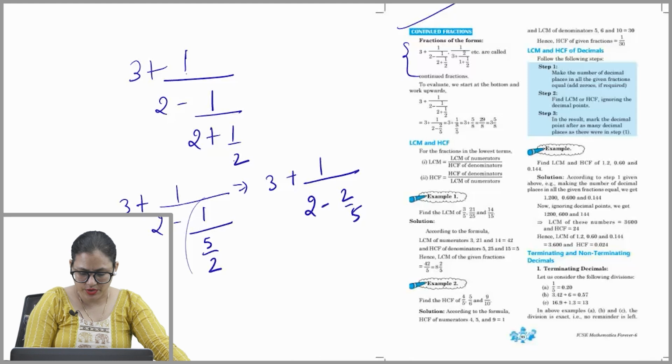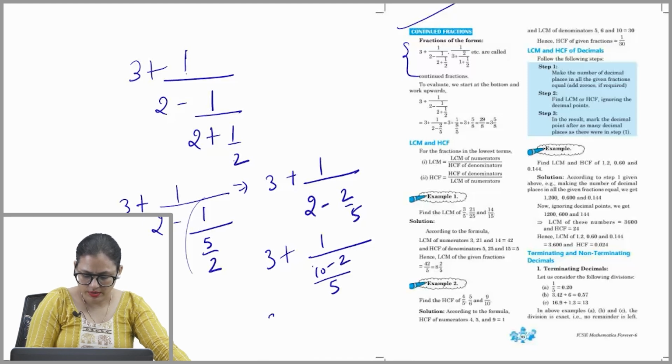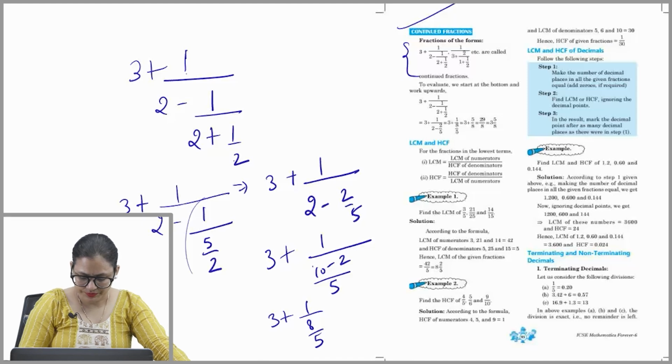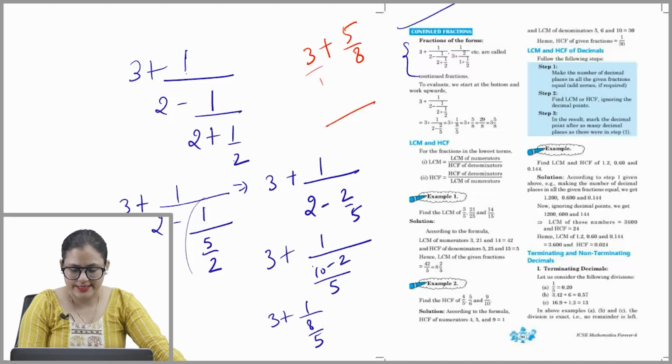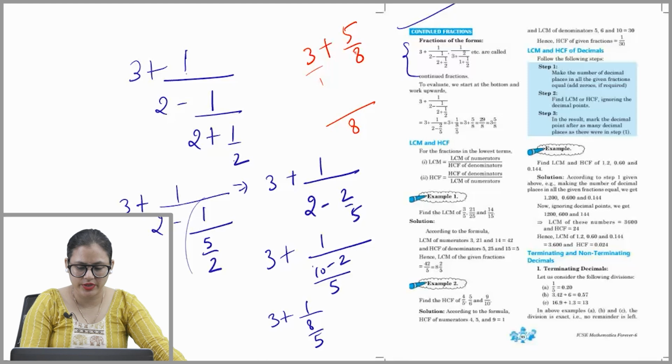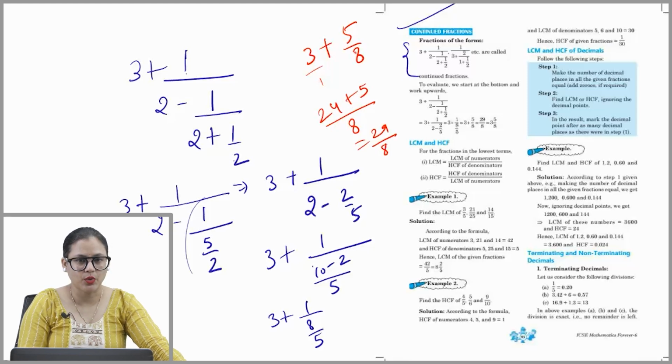Now, solve this fraction. 3 plus 1 upon 5, 10 minus 2 is 8 by 5. Then you will write here 3 plus 5 by 8. Now the LCM is 8, multiply by 8, 3 into 8 is 24 plus 5, 29 by 8. Or you can convert it into a mixed fraction, 3 5 by 8, right?